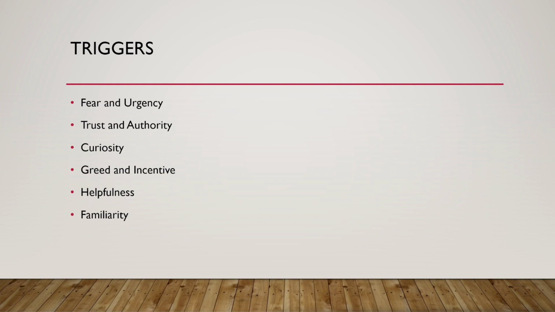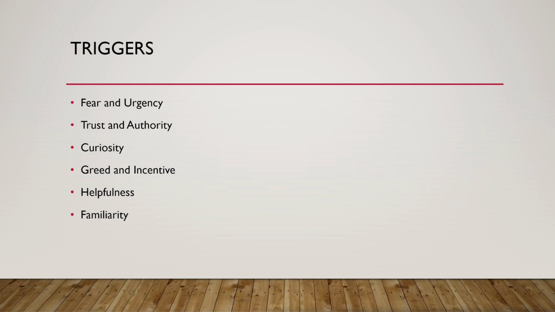Second to last one is helpfulness. Social engineers often take advantage of people's natural inclination to be helpful. We want to be helpful. That's what we're doing in our jobs. So they may pose as someone in need or someone pretending to be a colleague so that they can bypass security protocols or steal sensitive information.